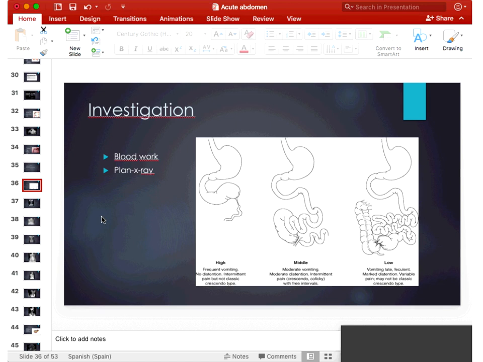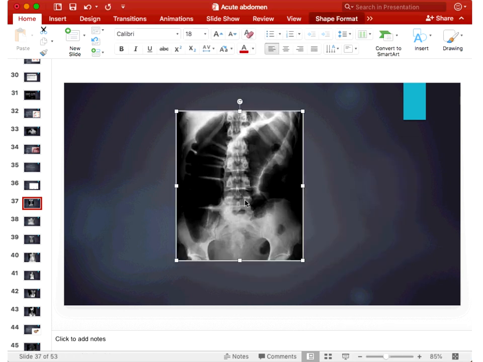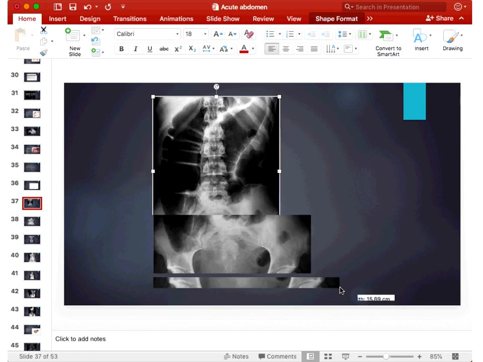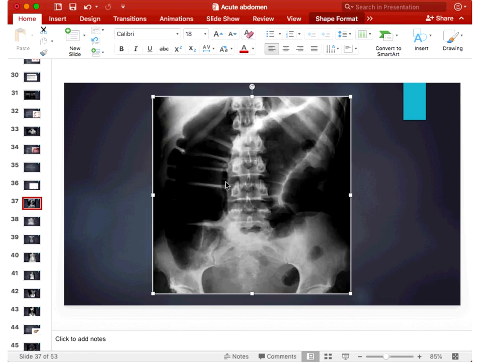What we look up in an x-ray is a gas pattern. And this gas pattern, as you can see here, looks terrible. This is not supposed to look like this on a normal x-ray. You see these divisions, these are the conniventes valves, which are not supposed to be seen on a normal x-ray. So this is a typical occlusion pattern. This patient needs to be operated on right away.